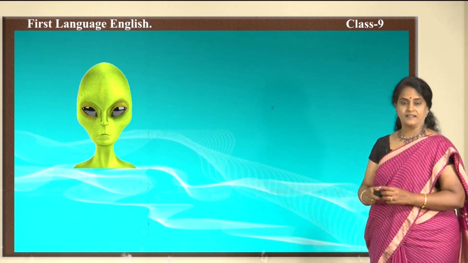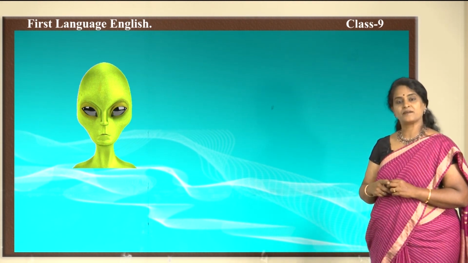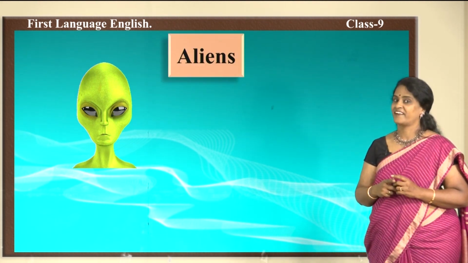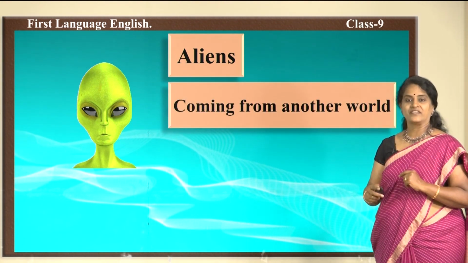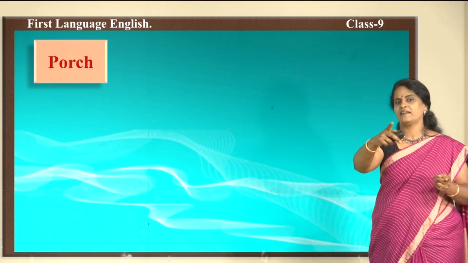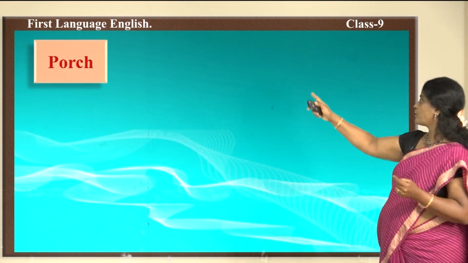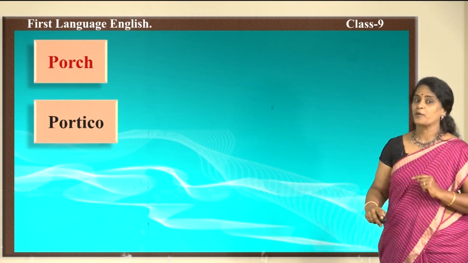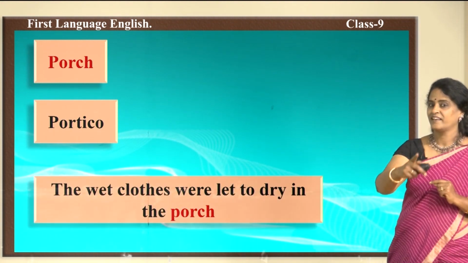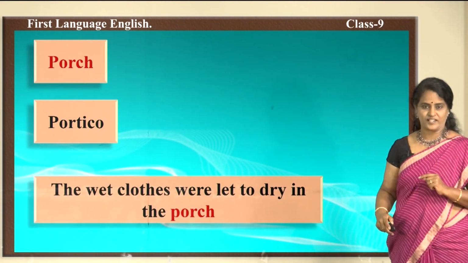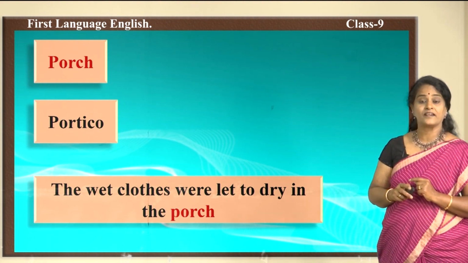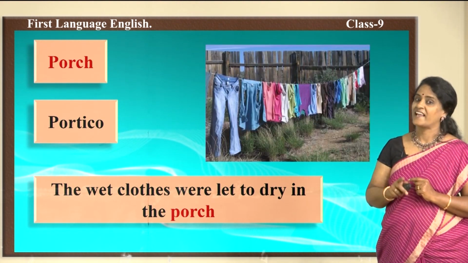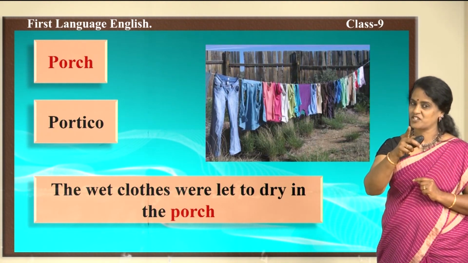And look at this. What did we term them as? Fine, aliens. The ones who come from another world. Right. And another word for you is porch. It means portico. Right, children? And look at the sentence here. The wet clothes were let to dry in the porch. And look at the picture.